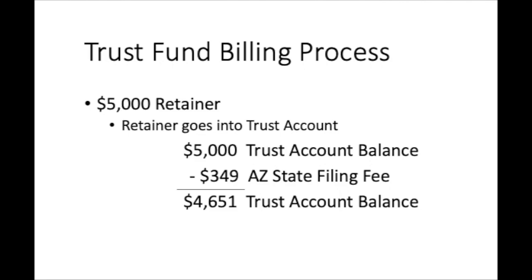So that $5,000 retainer gets deposited into a trust account. So your balance is $5,000. Right away, in this example, you're filing for divorce. The filing fee for divorce in Arizona is $349. So that's going to come right off the top of that $5,000, which means you have $4,651 left in your trust account after filing fees are paid. What that means is that there's $4,651 left to bill against, for attorneys and staff to work on your case, and for additional expenses that may come up.